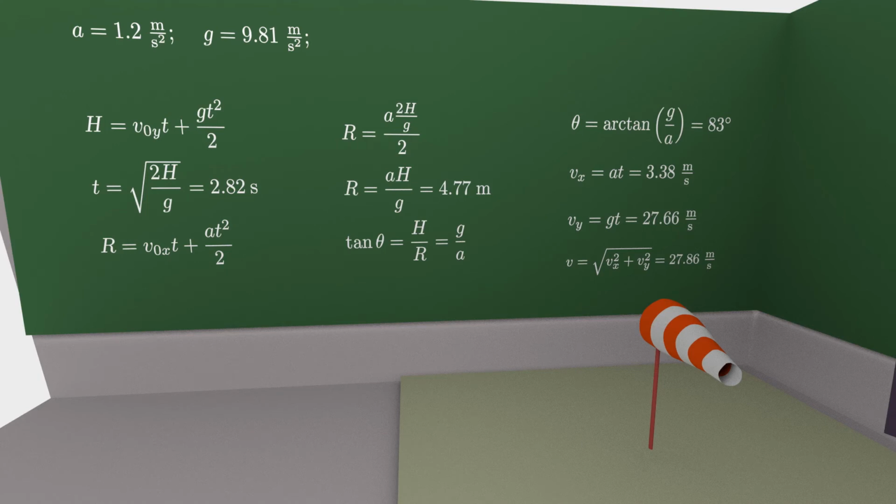Finally, as we have motions without initial velocity, the components of the velocity have these values. The horizontal component is a times t, and it is 3.38 meters per second. The vertical component is g times t, and it is 27.66 meters per second. And finally, the magnitude of the velocity at the moment when the ball hits the ground is 27.86 meters per second.